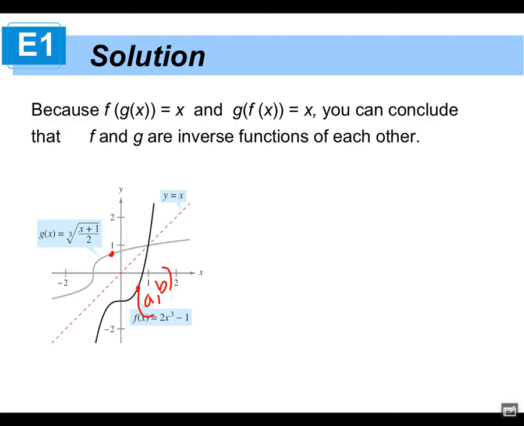Or negative a comma b. Nope. Negative b comma a. Nope. B comma a. Okay, the variables just switch. Because remember, we switch the x's and the y's to find the inverse. So, again, two important things to remember. The inverse is the reflection over the line y equals x, and the point a, b goes to the point b, a. The coordinates change places.